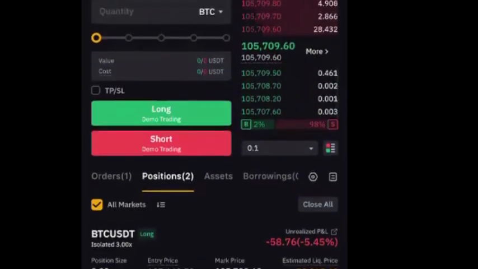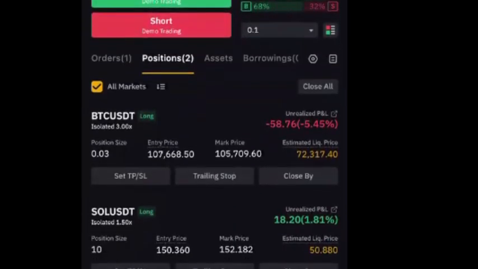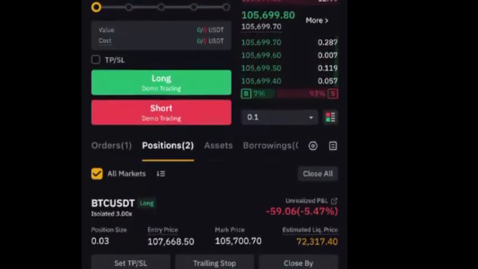Now, I want us to note this. We cannot place a BTC long and BTC short at the same time on Bybit. It's either one or the other. It's either you are in BTC long or you are in BTC short. You can't be in both. So I'm already in BTC long, so I'm not going to be able to place a BTC short trade, but I'm going to show us how it works. Now, everything I told you on how you buy BTC long is how you buy BTC short. Just that instead of clicking long, you click short.